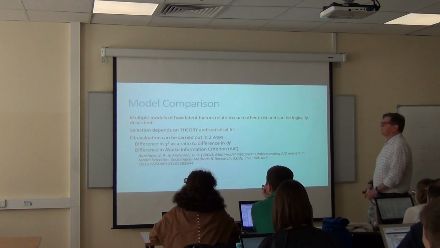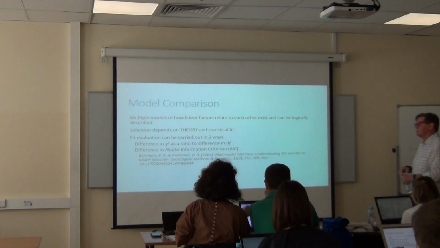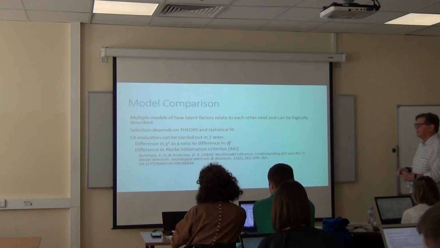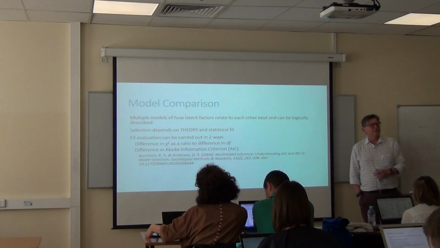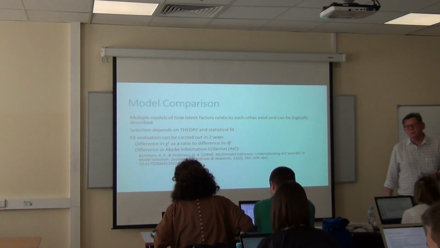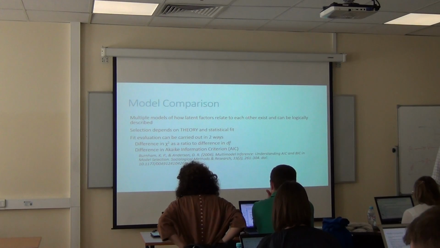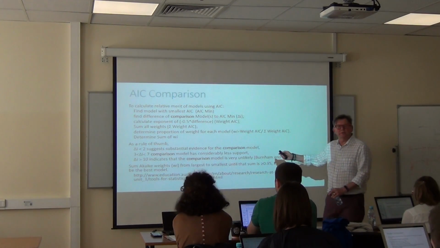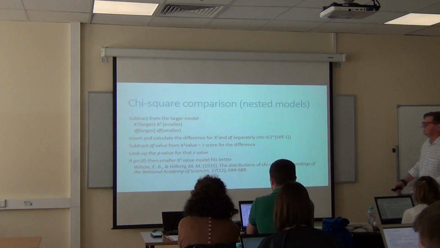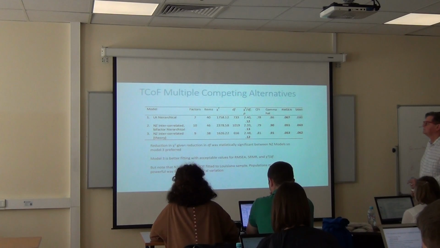Multiple models of how latent factors relate to each other can be logically described. Selection depends on the theory and statistical fit, and we looked at how you could tell whether model 1 is better than model 2 by looking at the AIC value or looking at this chi-squared DF test. We talked about this already, so I don't need to repeat that.